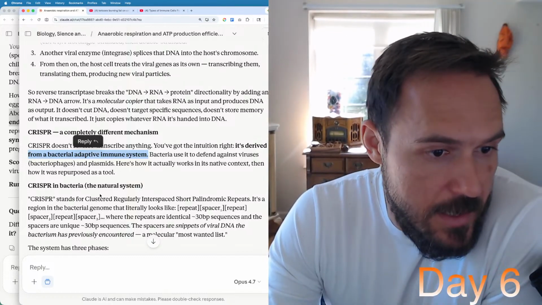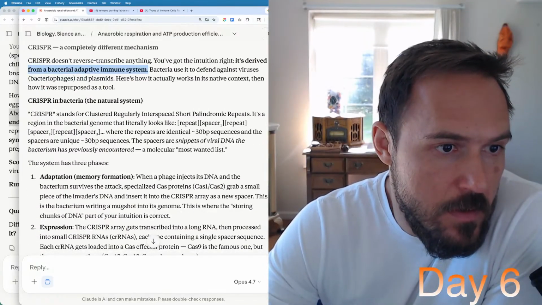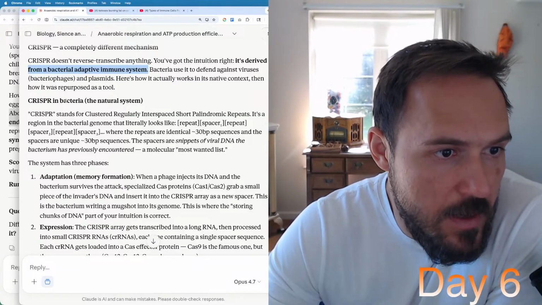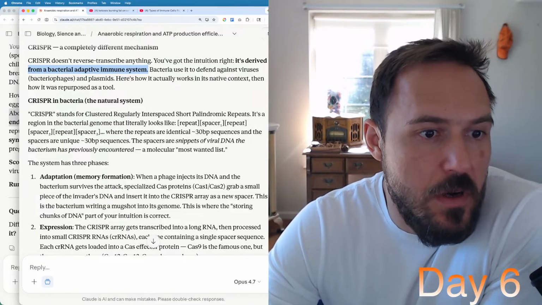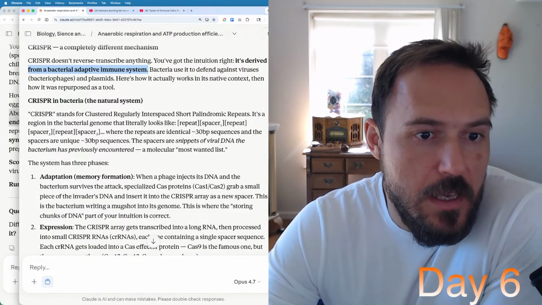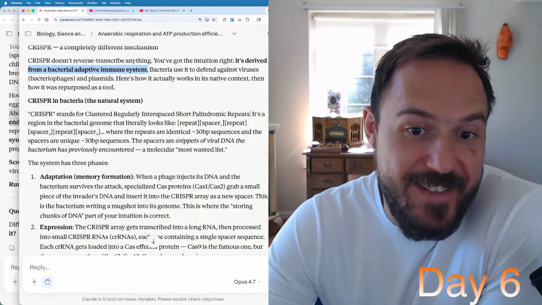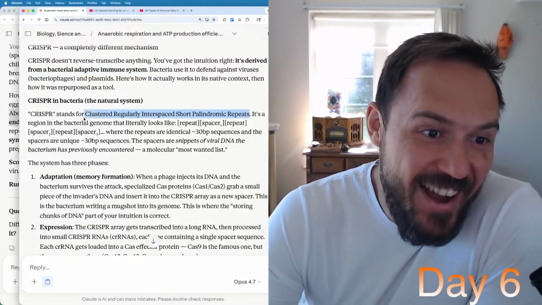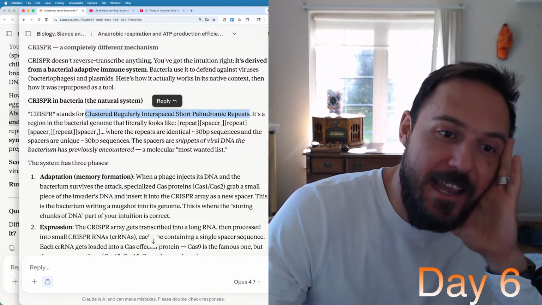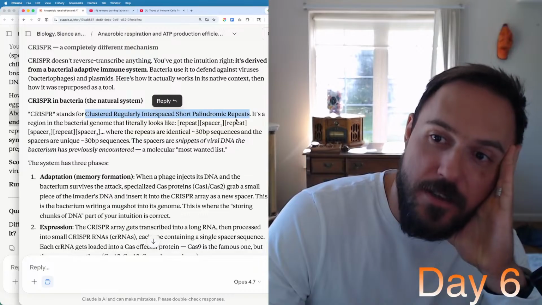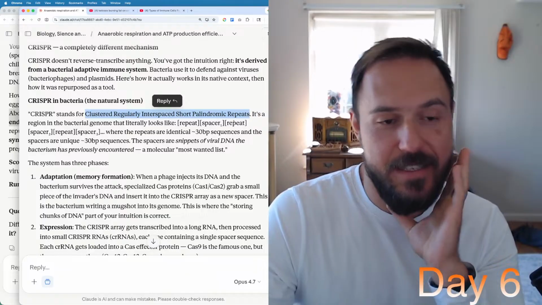CRISPR in bacteria, the natural system, stands for clustered regularly interspaced short palindromic repeats. Oh my god. I think on day 69 I would be able to read it in one shot. 69, it's 63 days left.